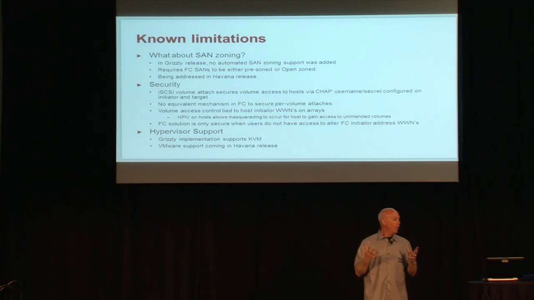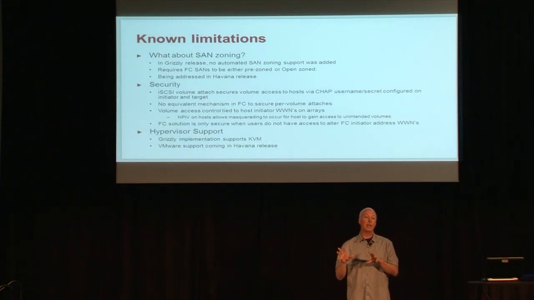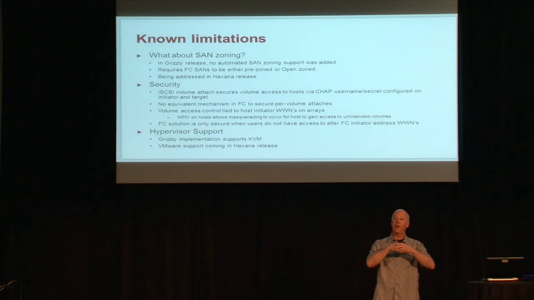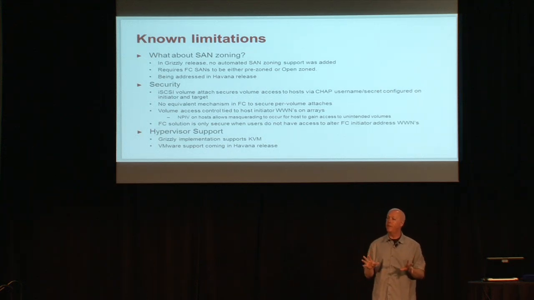So one thing that we wanted to stress is that when you're using this Fibre Channel solution as it exists in Grizzly, you need to make sure that end users, untrusted individuals, don't have access to NPIV mechanisms on the host to be able to change addressing, because in your build out of the infrastructure, they could get access to things that they shouldn't, depending on how you condition the fabric and build things out. So it's something to keep in mind.